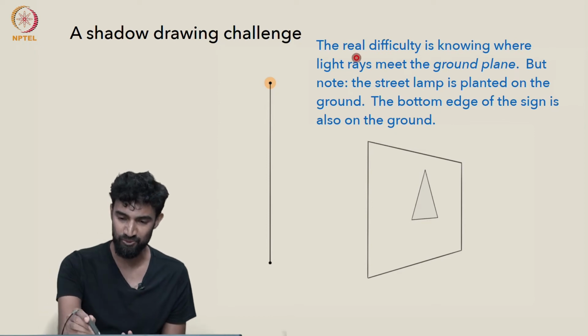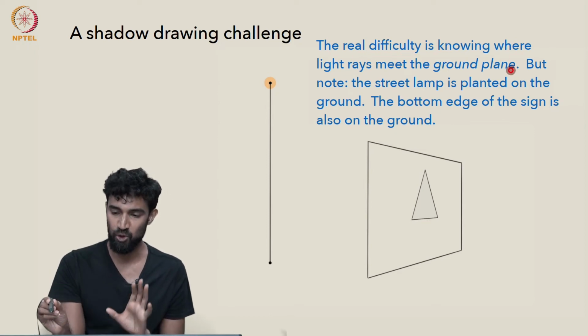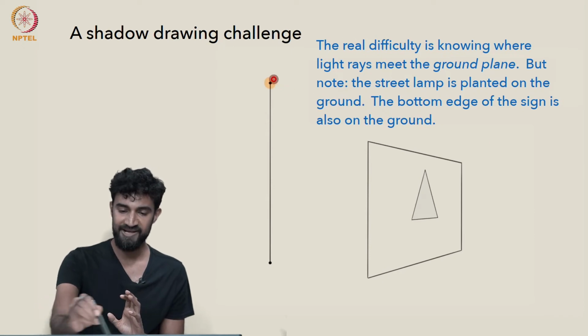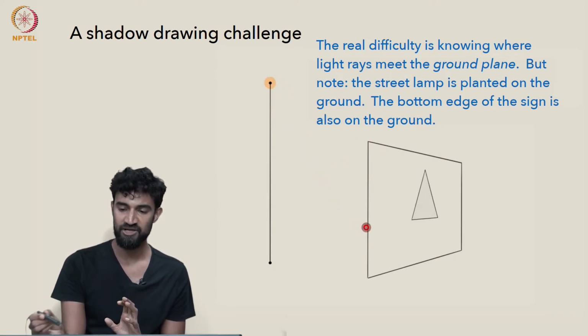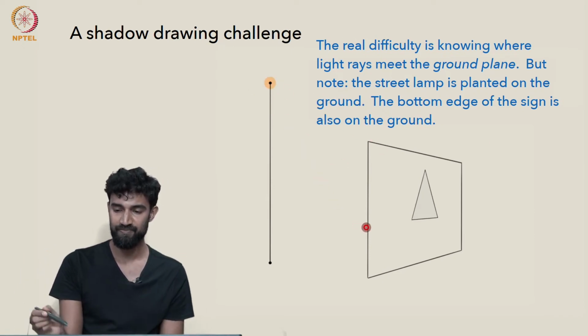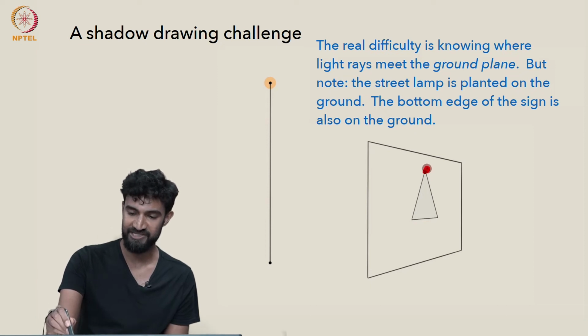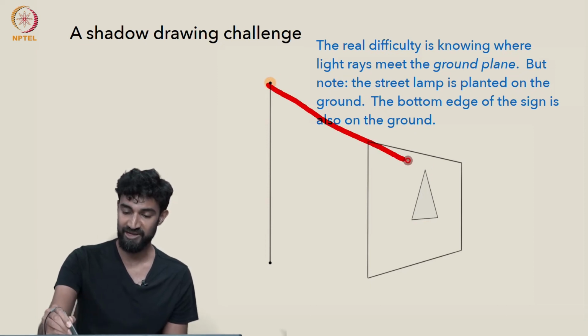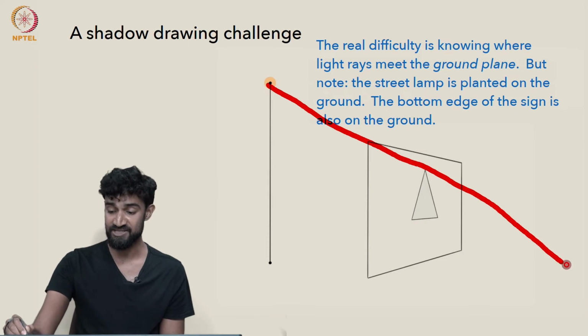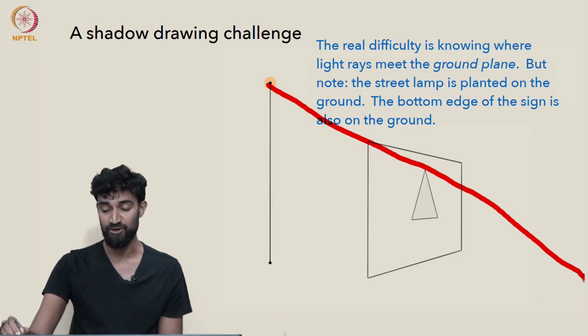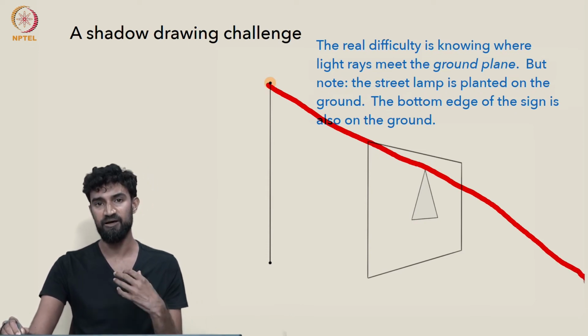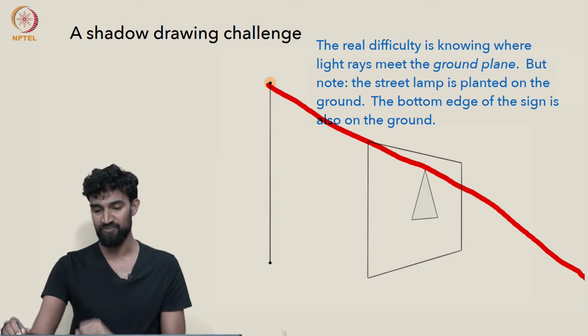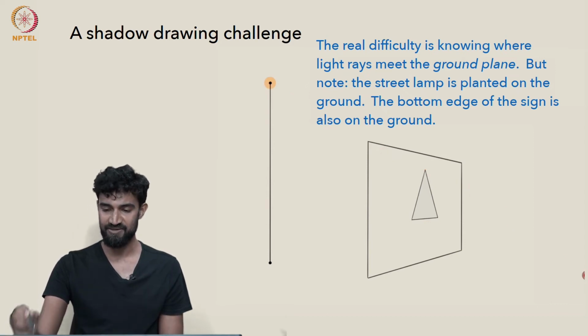Now, as a hint, the real difficulty is knowing where the light rays from this light source hit the ground. For example, this top vertex here, there's going to be a ray of light that goes through it and casts its shadow, which will give us the top vertex of the shadow triangle. But where will that sit?